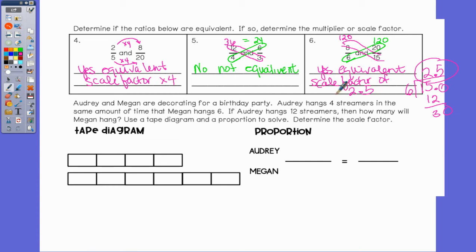Okay, Audrey and Megan are decorating for a birthday party. Audrey hangs streamers in the same amount of time, 4 streamers in the same time that Megan hangs 6. If Audrey hangs 12 streamers, how many will Megan hang? There is a tape diagram and a proportion to solve.